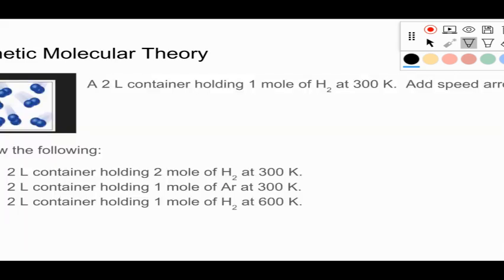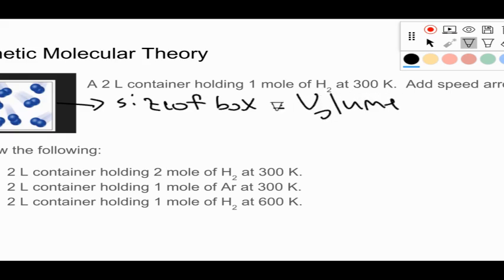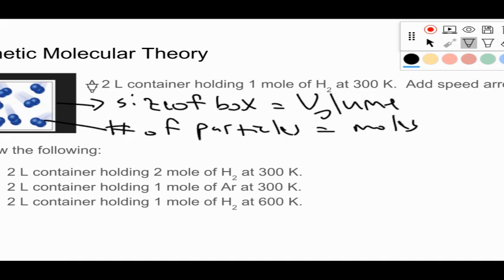So we get to this problem, and it says that we have this original 2-liter container that holds 1 mole of hydrogen gas at 300 Kelvin. It says to add speed arrows on the ones where we need to show the motion. So a couple things about this picture initially. The size of the box is my volume. The number of particles is sort of representing your moles. It's how much stuff is in that container.